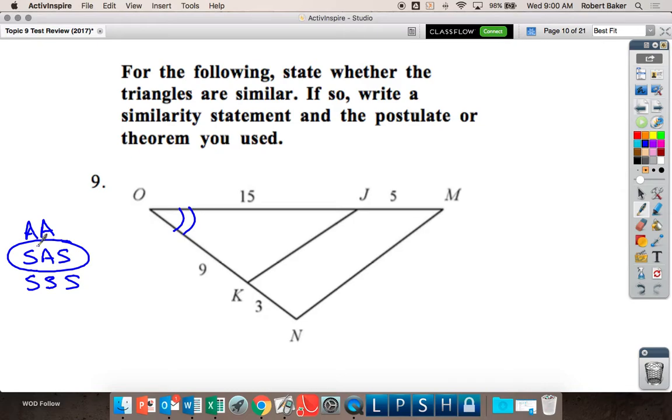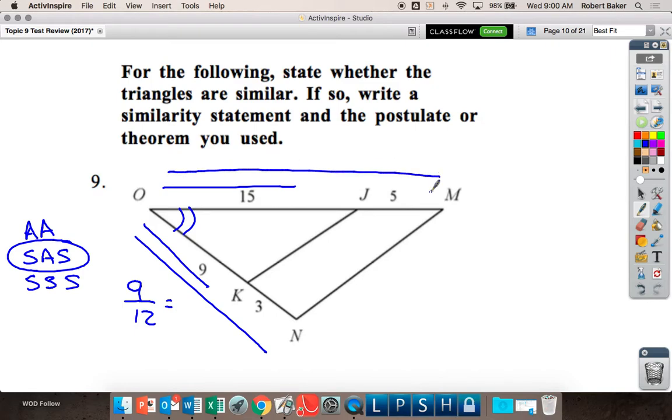set up a proportion like left side over left side is equal to right side over right side. And you have to add the whole length. So the top is 9, the whole thing is 12. This part is 15, the whole part is 20. That gives you your proportion. If you cross multiply and they are proportional, then the triangles are similar by the side angle side shortcut. So I'll let you finish that one up.